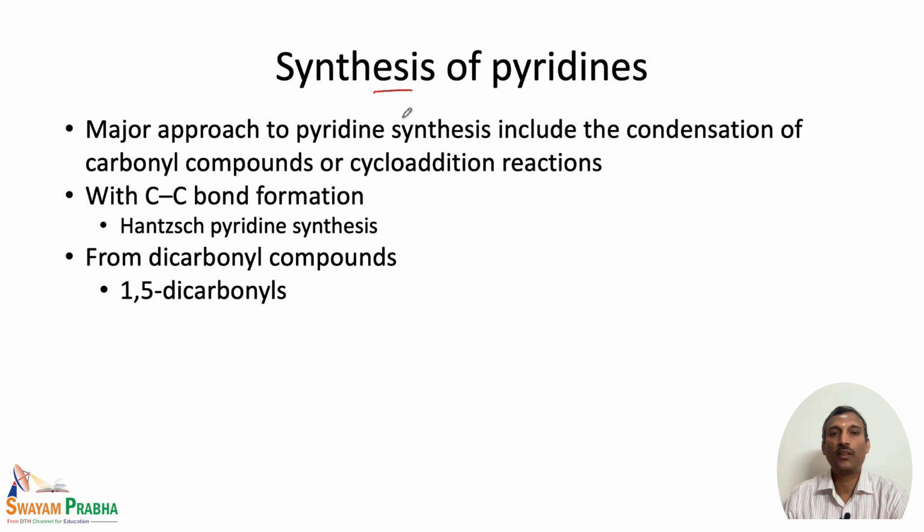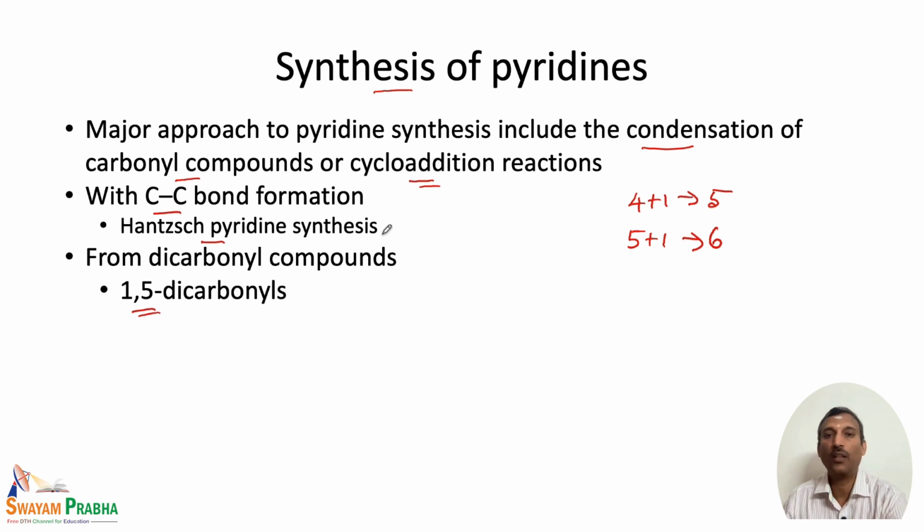Let us look at synthesis of pyridine. The major approach to pyridine synthesis mainly involves condensation reactions, because when we saw the previous 5-membered ring formation, we had intramolecular reactions where the functional groups are present at the terminal. Similar to that, we have seen the 4+1 approach to 5-membered ring formation, and we also have studied about the 5+1 approach to 6-membered rings. So here the condensation of dicarbonyl compounds or cycloaddition reactions are very crucial for the formation of pyridine also. In the case of C-C bond formation, we will be studying about Hantzsch pyridine synthesis, and for the dicarbonyl compounds, we will be studying about 1,5-dicarbonyl compound condensation to give pyridines. So these are the two major classes of reactions we will be looking at for the pyridine synthesis.